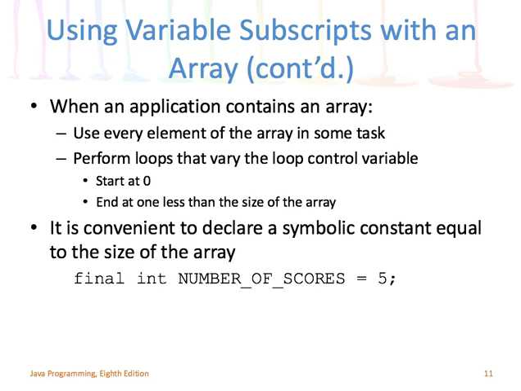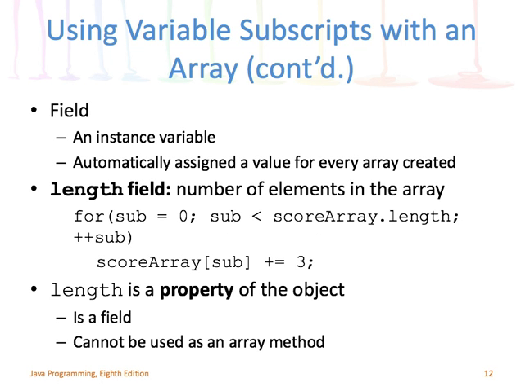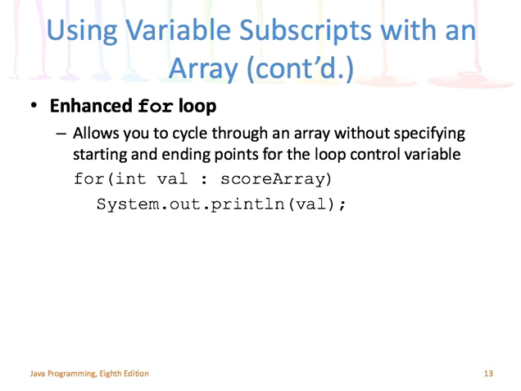When an application contains an array, you use every element in the array, and some tasks perform loops that vary. The loop control variable starts at 0. In this example, it says final int number of scores equals 5. So this final variable number of scores equals 5. Kind of skip that. Move on.